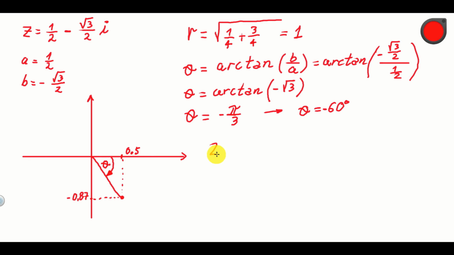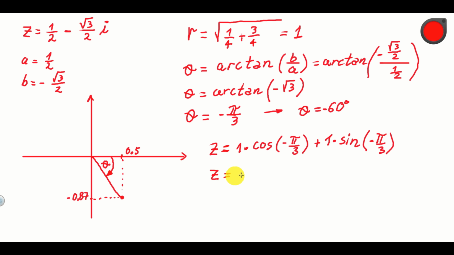And finally, let's represent our number in the polar form. We will have r is 1 multiplying cosine of minus pi over 3 plus 1 multiplying sine of minus pi over 3. And we can write this number in the so-called Euler form. It is 1 multiplying e to the power minus pi over 3 multiplying I. And that's it. Thanks for watching.